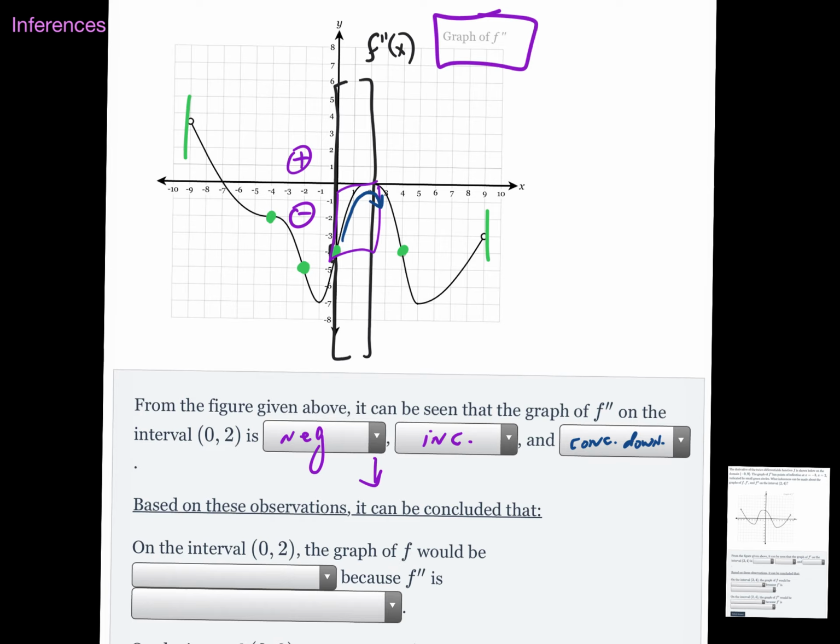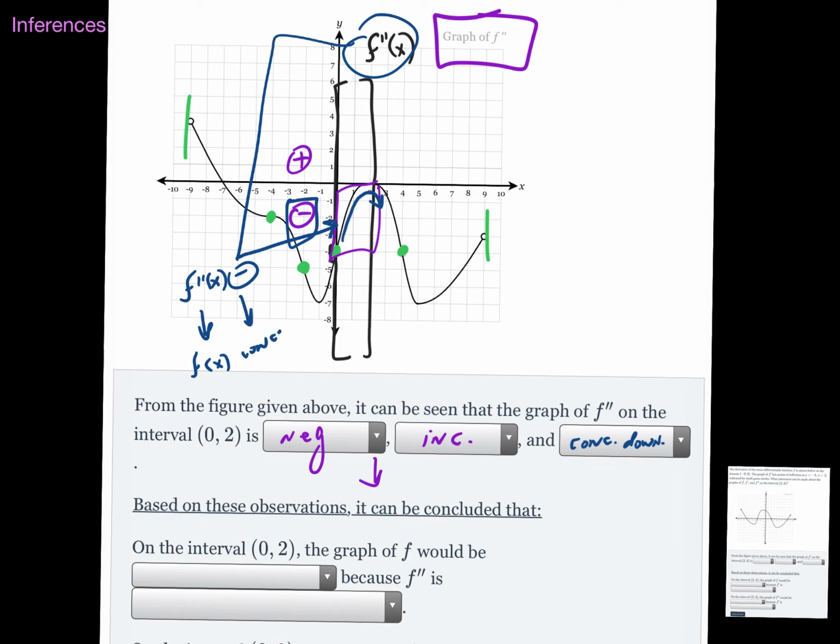Well, would that be concave up or concave down? Well, think about what we have here. During this interval, this is the f double prime x graph. In this interval, we have negative values. This is where your f double prime values are negative. So on the original f of x graph, that indicates concave down on the original graph. Concave down, because f double prime is negative there.